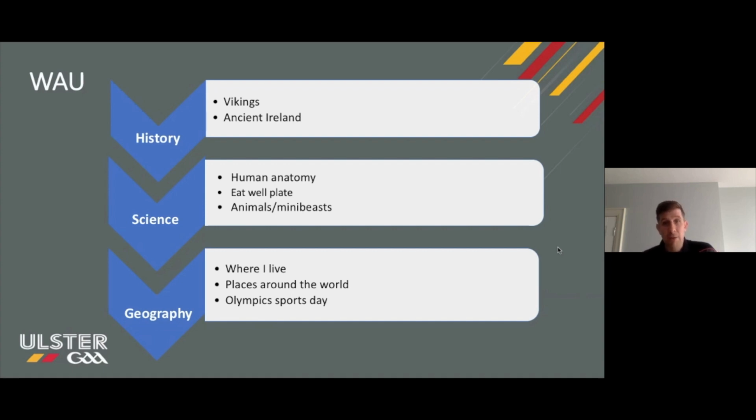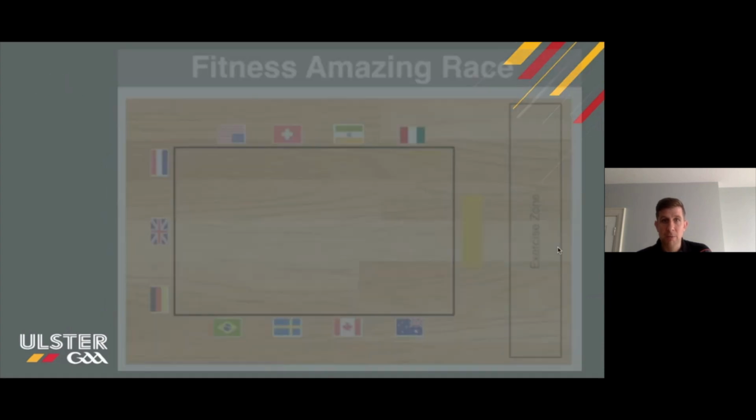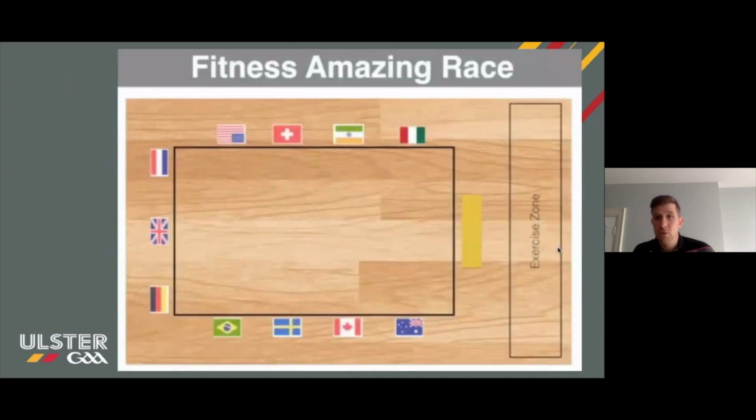Keeps them thinking then about the different counties, and again, you can use that with countries as well. So instead of counties of Ireland, you can say northern countries, southern countries, east and west as well. So the game works well and definitely links geography into our games. So I'm just going to go on here to a game. It's called the Fitness Amazing Race. I'm just going to sort of explain it here and I'll let it play.